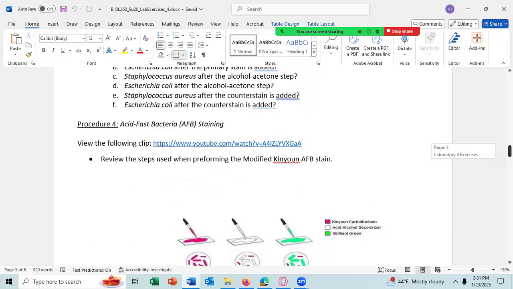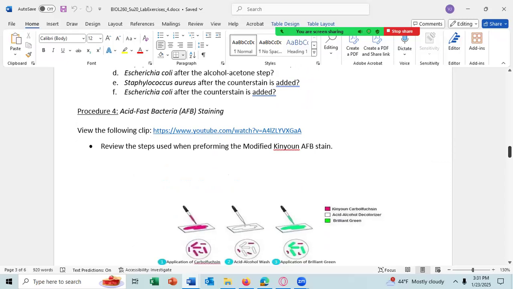Procedure 4, the acid-fast bacteria stain. We have a little video clip on performing the acid-fast stain. And this is the steps of the modified Kinyoun acid-fast bacteria stain, or acid-fast positive stain. Now this B is not positive, it's bacteria, and that is the stain that you're viewing in the clip. Any question about any of that?